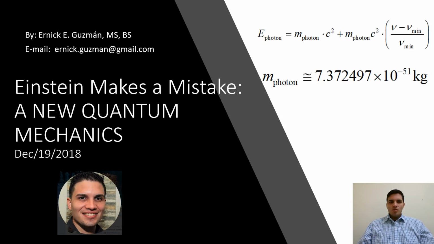Today I'm going to demonstrate that Albert Einstein made a mistake in his equations. A new quantum mechanical model is proposed. As I said earlier, the photon mass is 7.72497 multiplied by 10 to the negative 51 kilograms. And this formula presented is the new energy equation.